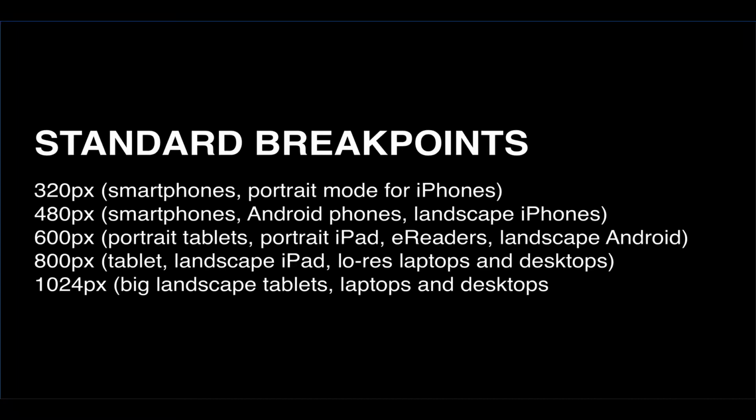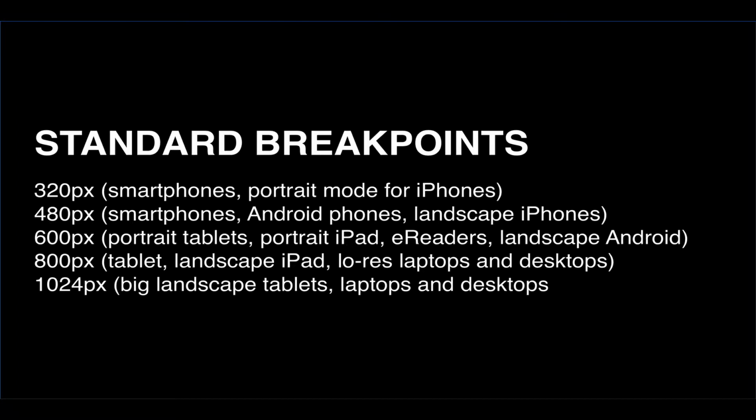Next, we have 480. Again, more smartphones, usually Android phones, landscape iPhones. Tablets in portrait mode tend to be 600 pixels, or roughly there around. So things like e-readers, your Nook, your Kindle, some landscape Androids. Another breakpoint is 800, so tablet, landscape, iPad. And then 1024 and up is what we do for desktops, big landscape tablets. Generally, 1024 or even 1200 and up, we don't even do media queries. That's what we build to.